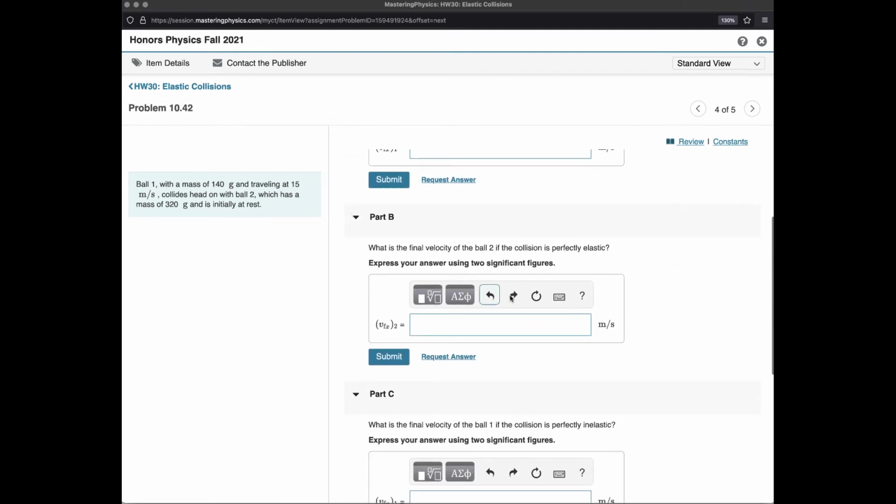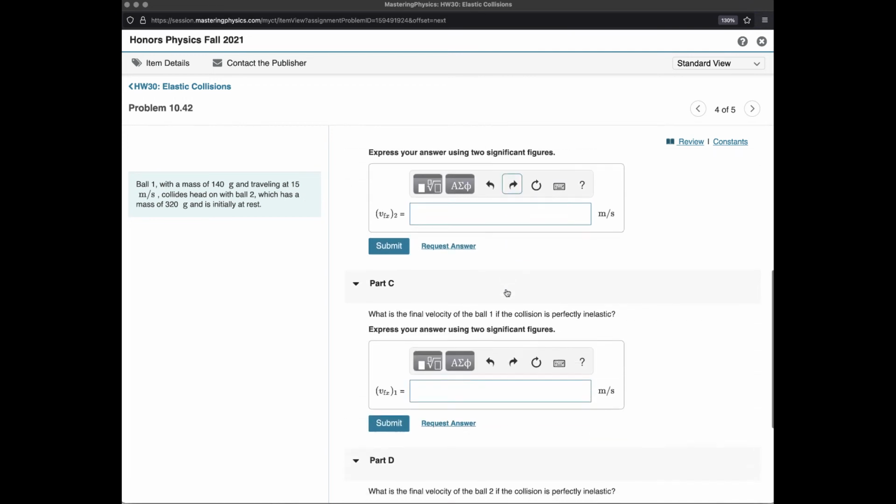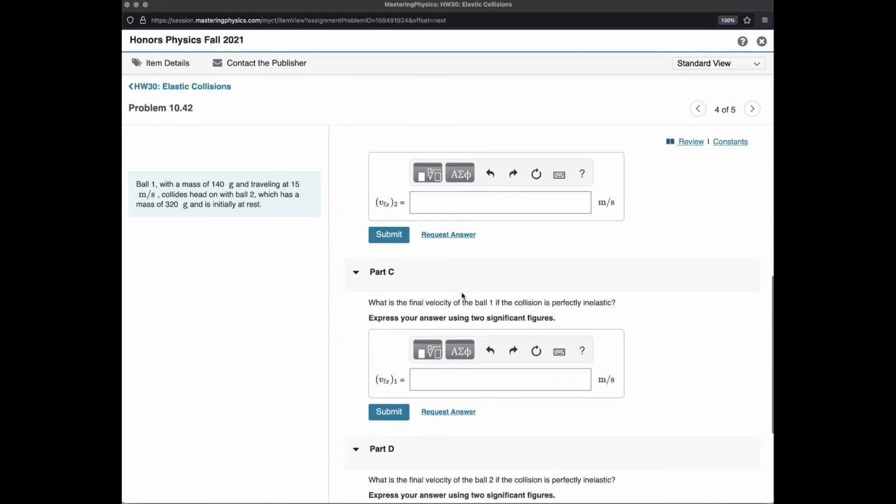They want me to compare it in part B to a situation where they are perfectly inelastic. What is the final velocity of ball 1, final velocity of ball 2 in part B, and in part C, what is the final velocity if it's perfectly inelastic? So when I get to part C, it's going to say, okay, we've solved the elastic version of the problem. What will we get when we solve the perfectly inelastic version of the problem?